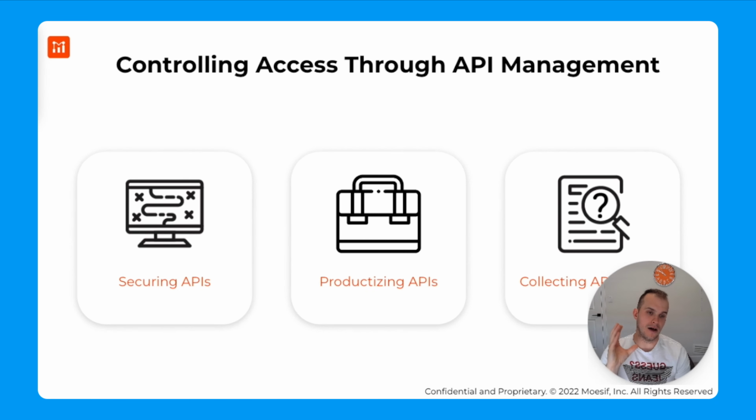Now that we've got a lot of the pricing and the packaging stuff out of the way, let's take a look at how we would actually control access through API management for our monetized APIs. Now, API management, if you're unfamiliar, in terms of API monetization, it's really going to give you three things. You're going to be able to secure your APIs with it in a really uniform way. You're going to be able to productize your APIs more easily, and you're going to be able to collect API metrics more easily as well.